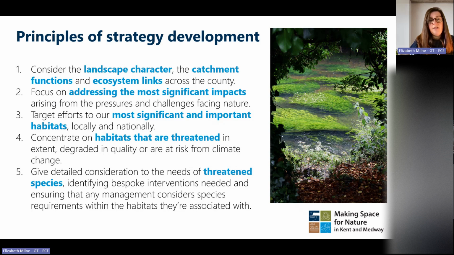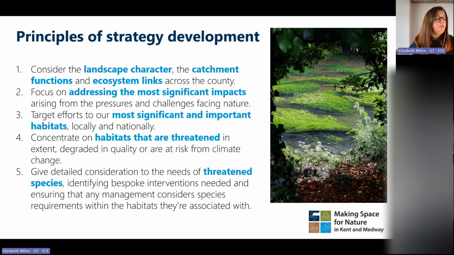In undertaking the development of the strategy, we followed a number of principles to make sure that it really was a robust and well-considered strategy. First of all, we made sure that in any priority or action we were developing, the landscape character, the catchment functions and the ecosystem links across the county were fully considered, to make sure that we maintained the ecological functionality and integrity of our landscape and the services it already provides. We didn't want to see the loss of anything as a result of the priorities and potential measures that were being put in place.